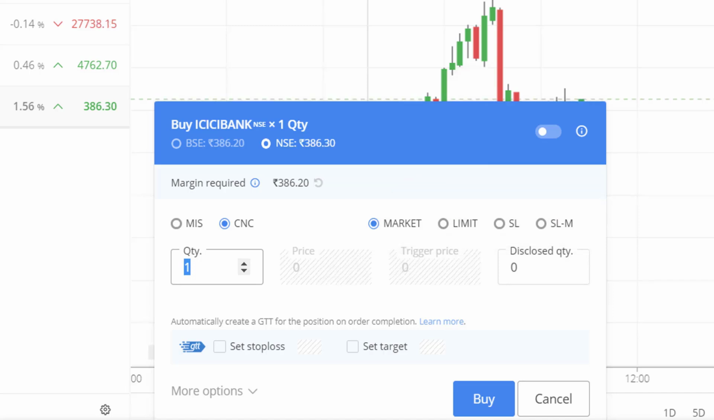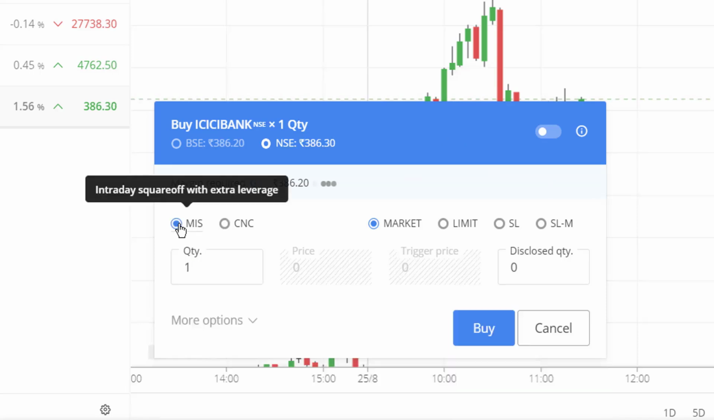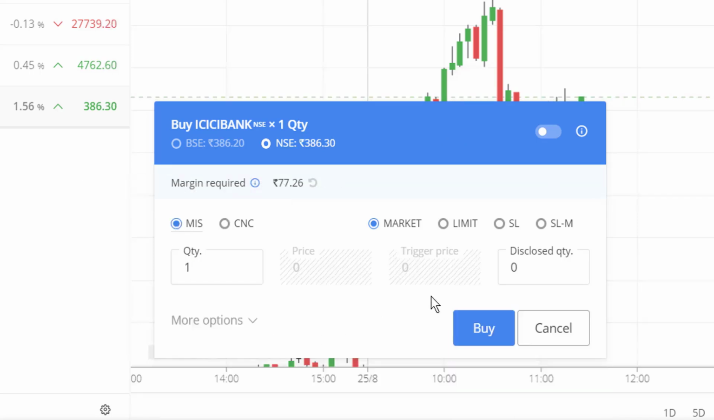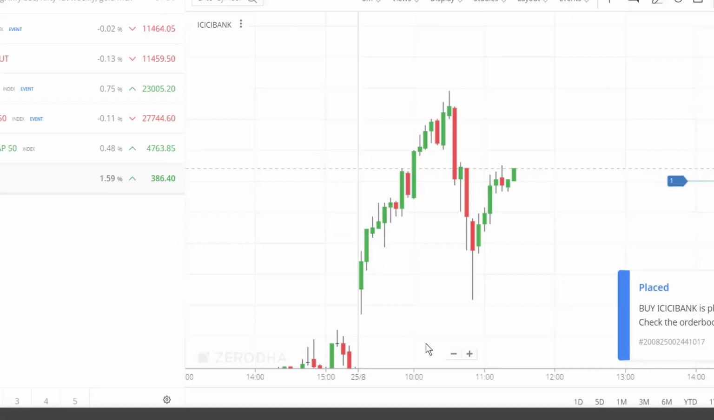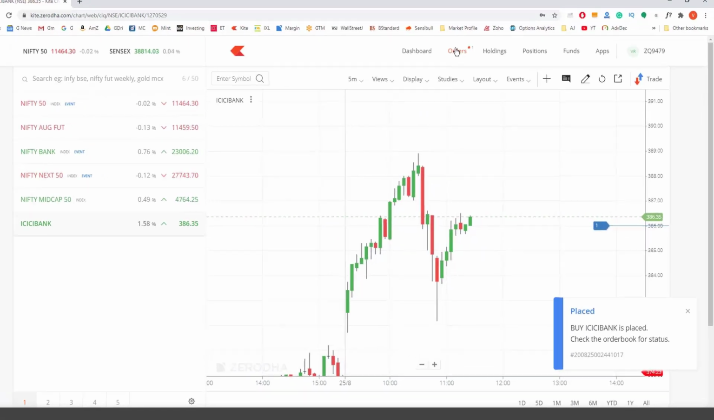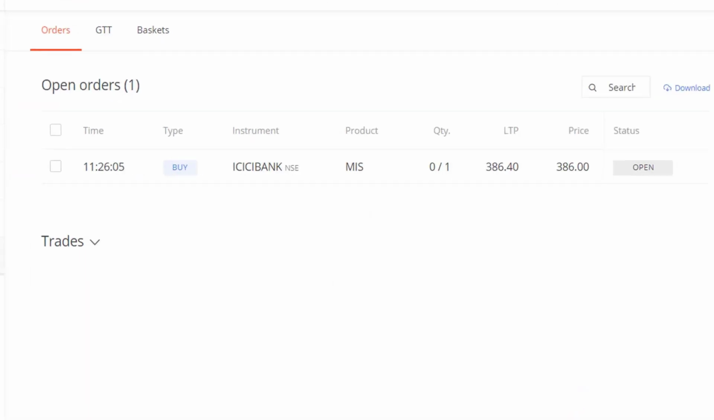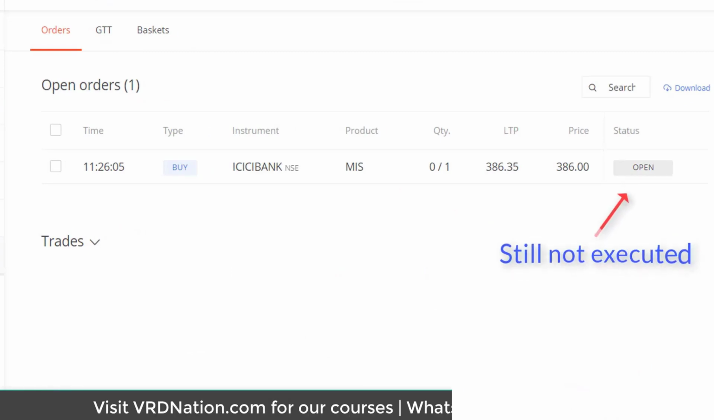So let me just place this order. I want to do this for intraday purpose, so I will select MIS. And since we are trying to place a limit order, let me select limit and let me pick a price, let's say 386 rupees. And now I can place my order, hit the button buy. So as you can see here, my order has been sent to the exchange, but it is still not executed. It's still in the open status.